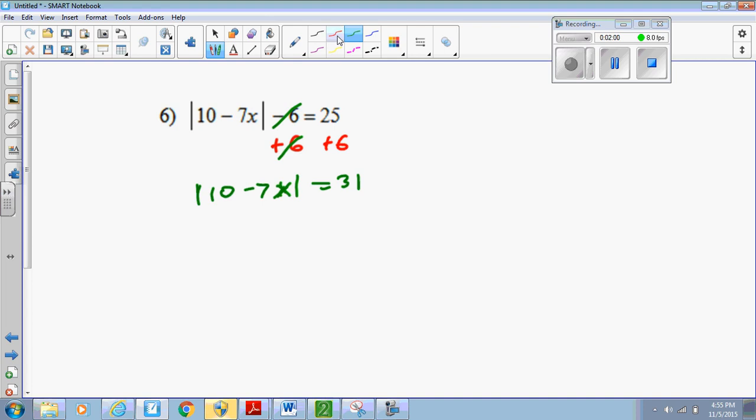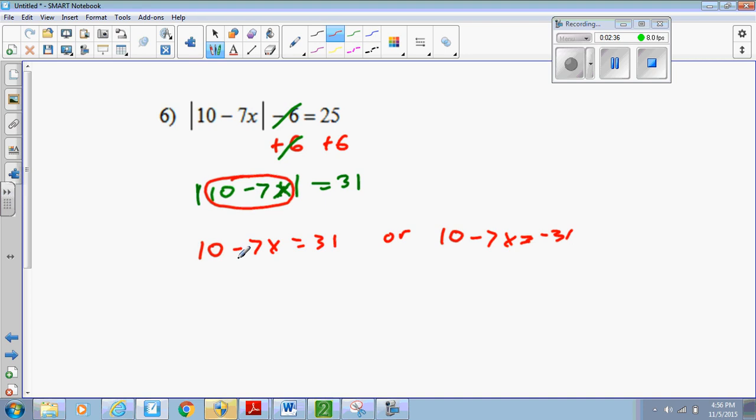What that means is this entire thing here could either be equal to 31, so I say 10 minus 7x equals 31, or this entire thing I circled could be equal to negative 31: 10 minus 7x equals negative 31. I know a lot of people just say write two equations and don't know why. This is why: the circled part could be equal to 31, because the absolute value of 31 is 31, or it could be equal to negative 31, because the absolute value of negative 31 is also 31.